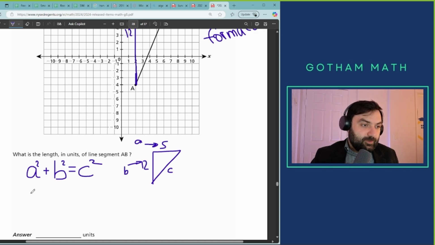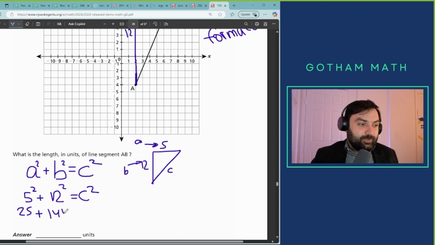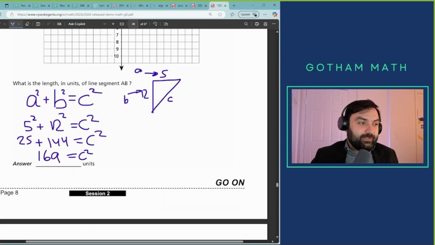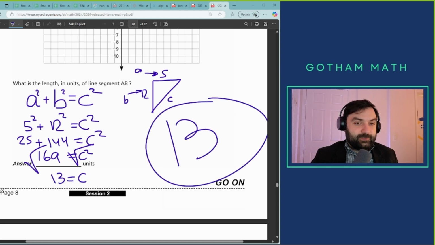So it's going to be 5 squared plus 12 squared equals C squared. 25 plus 144 equals C squared. 169 equals C squared. And then we take the square root of both sides. We get C equals 13. 13 will be the length of this line segment.